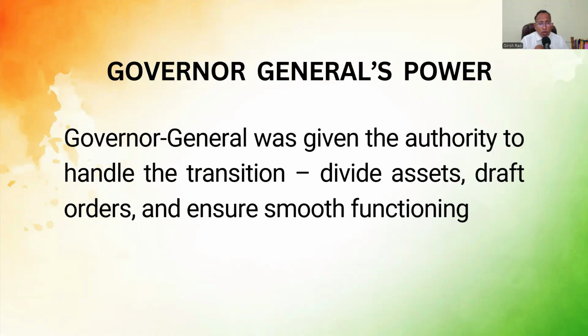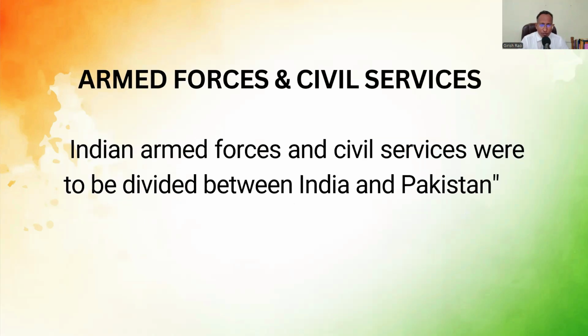Now, as I told you, the Governor General was given the authority to handle all transition matters, like dividing assets between India and Pakistan and drafting orders. He was to ensure a smooth transition from British India, and also that the division between India and Pakistan happened smoothly. Lord Mountbatten was the person who did that, who was appointed as Governor General at that time.